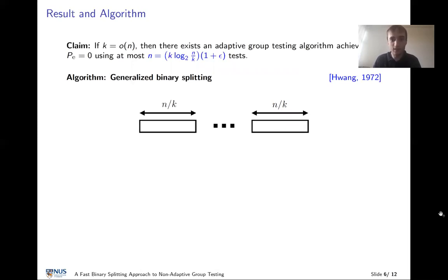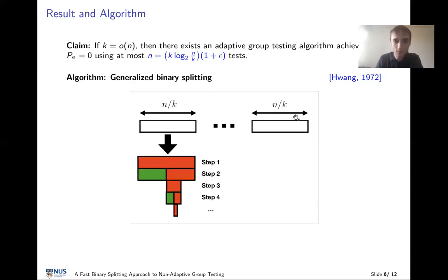Okay, so here's the idea. First, let's group the items into k sets of size n over k. That can be an arbitrary grouping. Then we work through these groups one by one. We test the whole group. If it's non-defective, we can stop straight away. We know that there are no defectives there. But if it's defective, then we do some recursive splitting to try to narrow it down to one defective item.